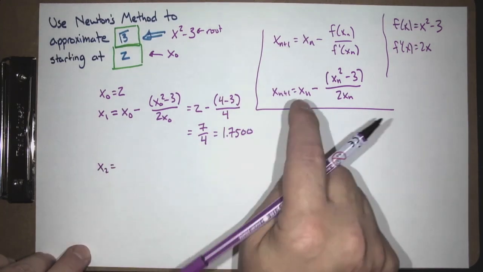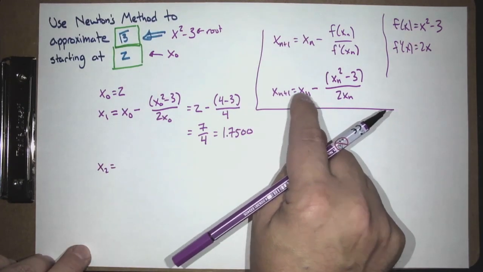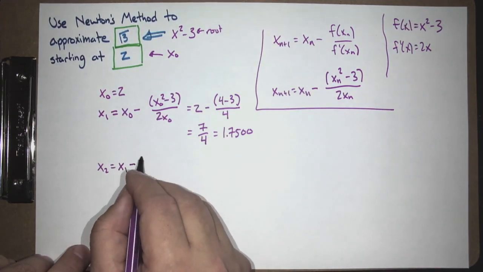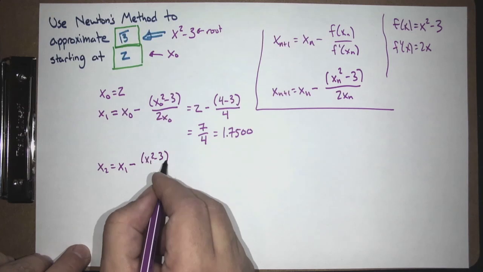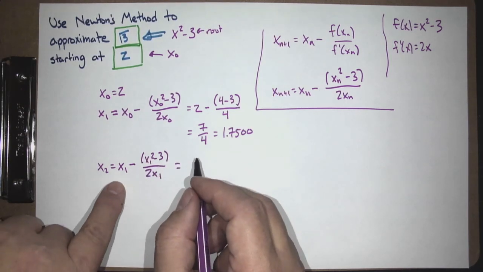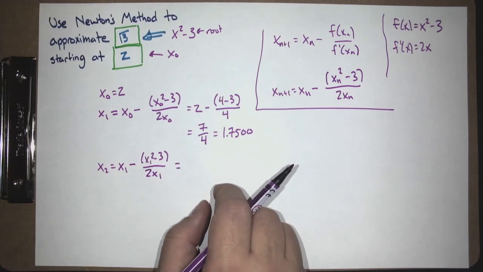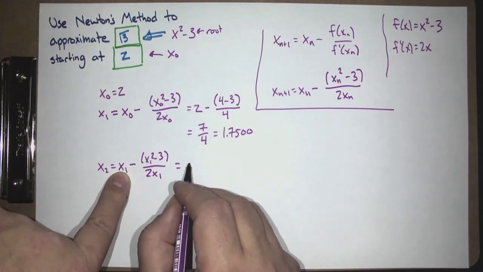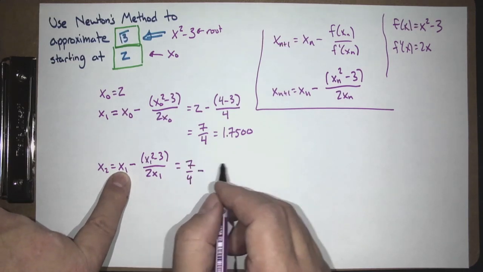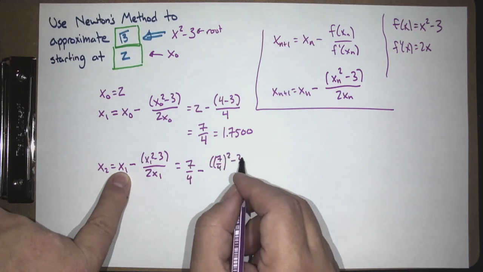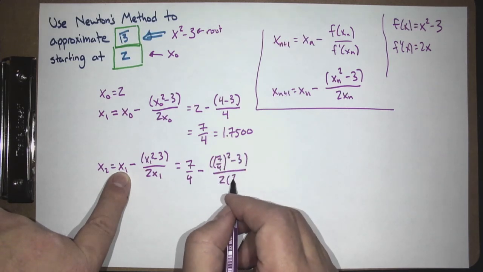x2. Now, that means here we're plugging in n equals 1. So that's saying we want to take x1 subtract x1 squared minus 3 over 2x1. So make sure you put everything in the right place. I will tell you personally, this is a place where I often make a mistake, is I forget to put the right number into that first part. So 7 fourths subtract 7 fourths squared minus 3 over 2 times 7 fourths.